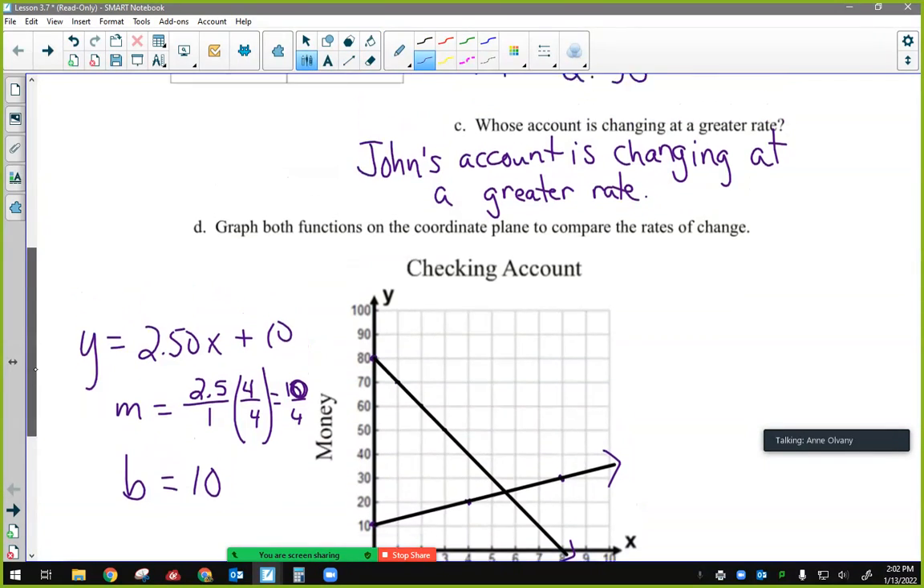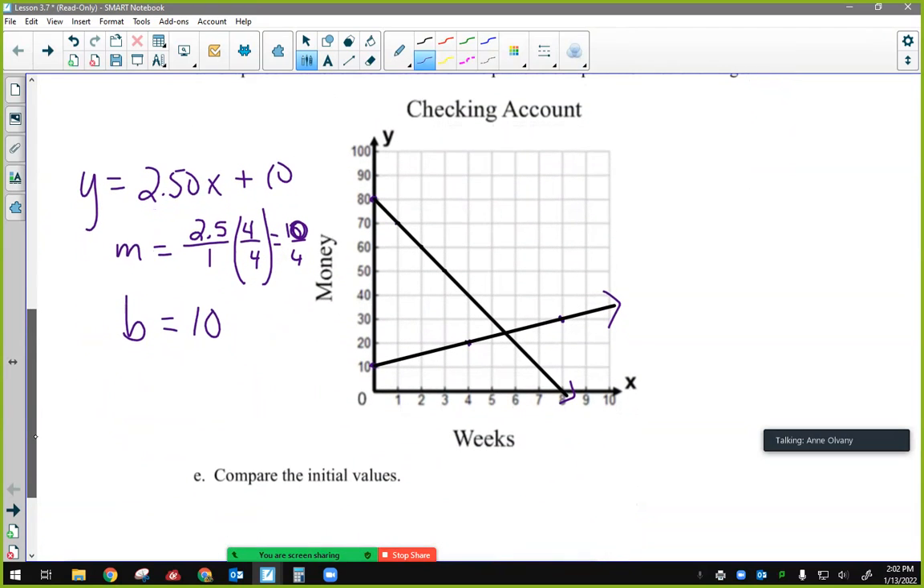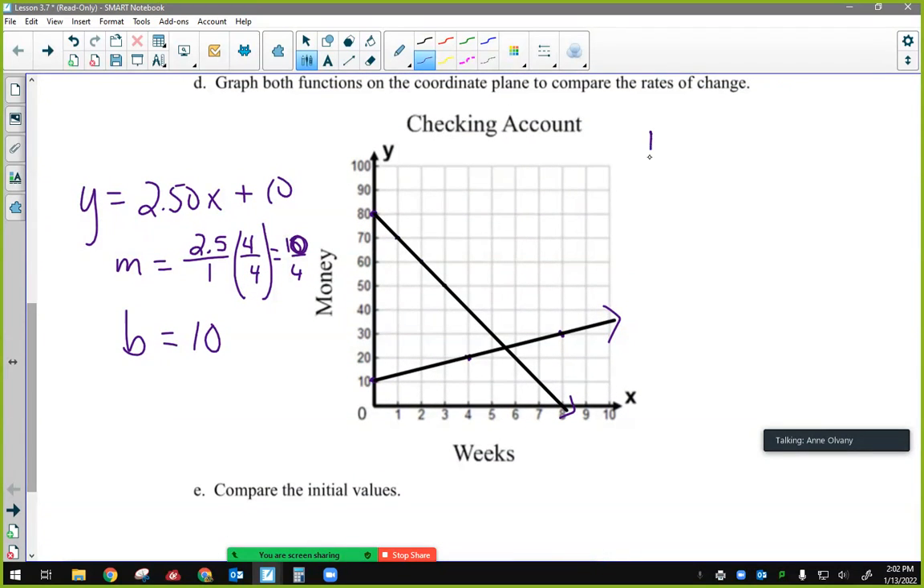So let's write that little note to us. The steeper the line, the greater the rate of change.